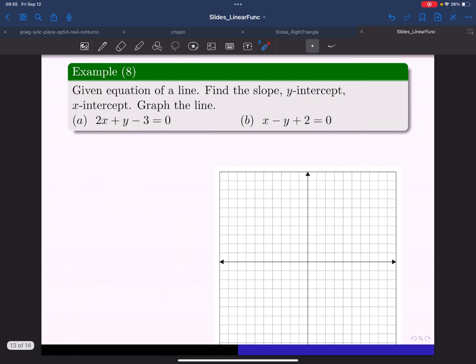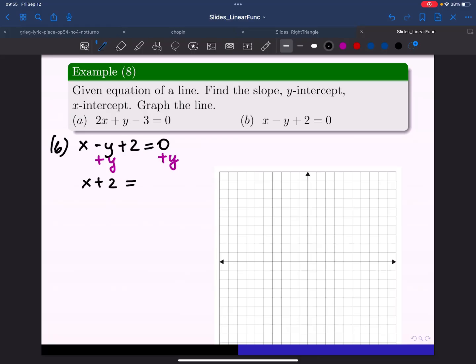And part B, now we need to do exactly the same for this part B. So if I have my equation, x minus y plus 2 is equal to 0, we need to solve it for y. So either we bring that y over or we bring those two. But because y is negative, let's add y to both sides. So we have x plus 2 is equal to y. Or we can rewrite that y is equal to x plus 2.